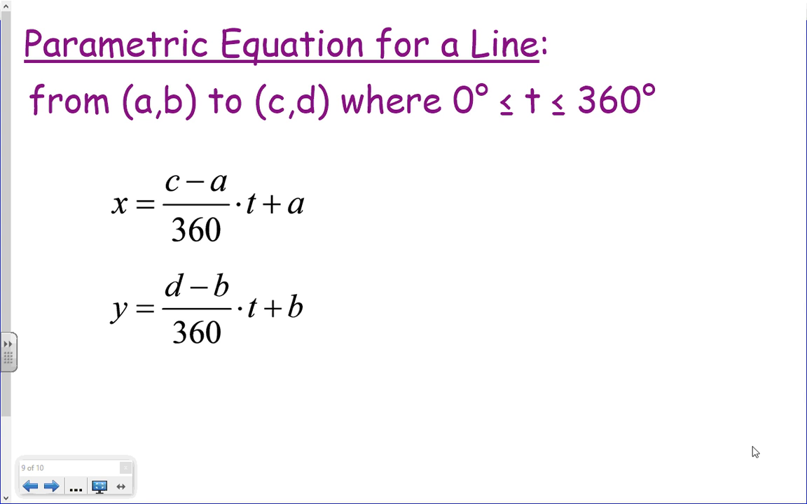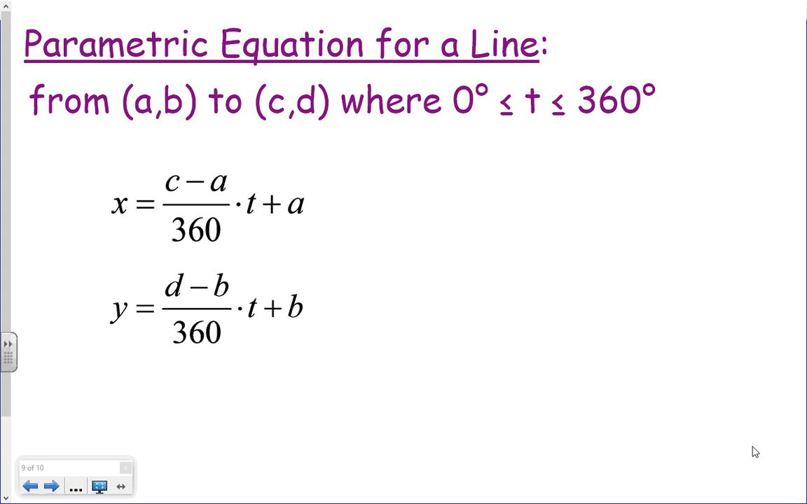For y, very similar equation, but it's in terms of the y values. So you take d minus b, that's the difference in the y values from those 2 points, and divide it by 360. You multiply that by your parameter t, and then add on your starting point of b. That will give you the y values for your line that goes from y equals b to y equals d.